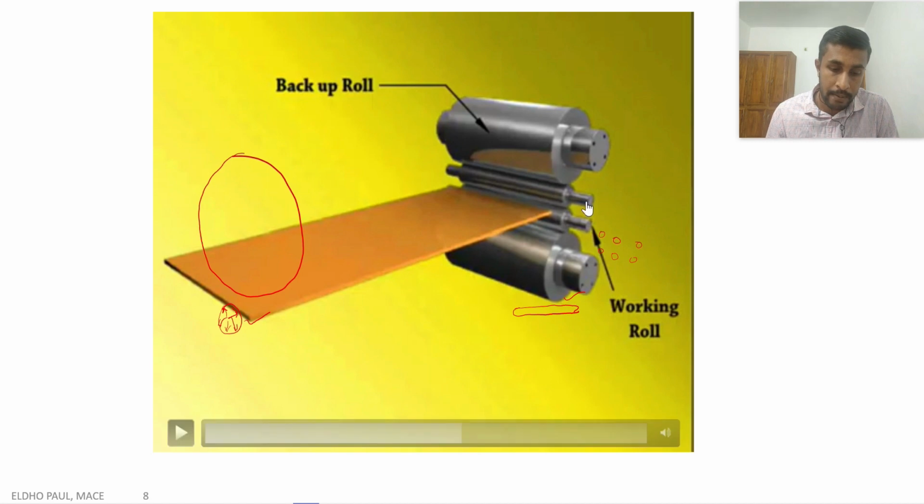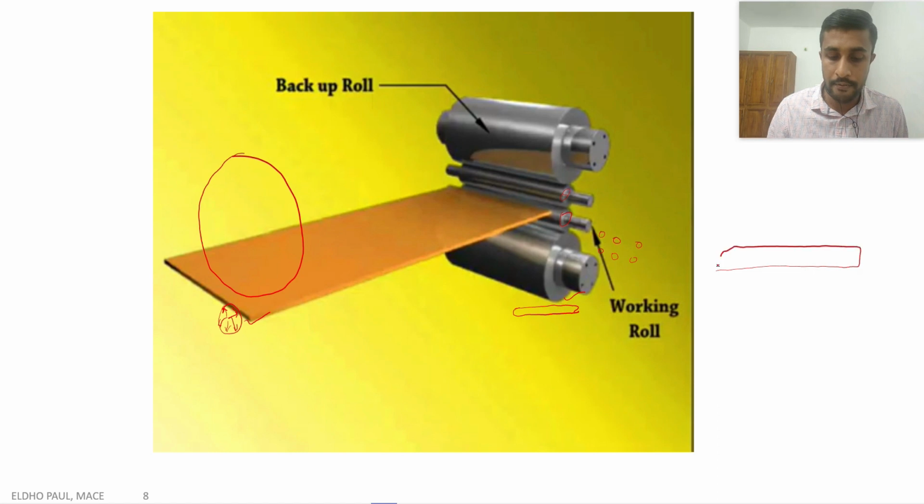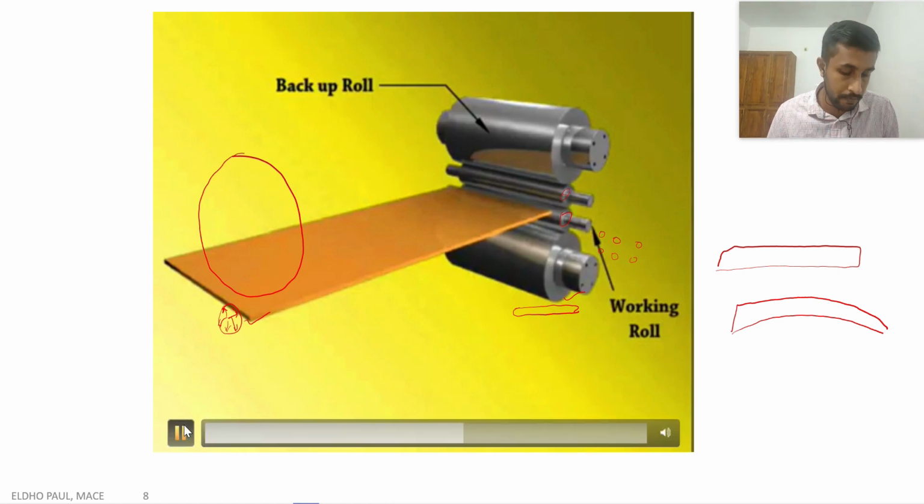Here we can see these are the rollers for the rolling process, and we support these rollers. Otherwise, if we are not providing any backup roller, initially this is the front view of the roller, but after the rolling process there may be a chance of this type of deformation of the roller. It is called cambering of the roller. To avoid this cambering of the roller, we provide some backup roller in the cold rolling process.